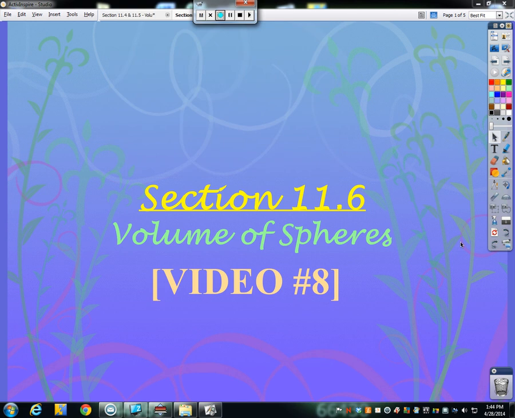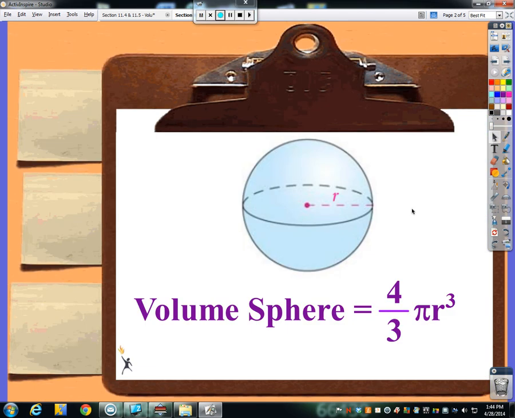Video 8, we will focus just on one particular shape, and that is a sphere, and we will be calculating the volume of a sphere. Now, first, I'm just going to give you the formula for the volume of a sphere. There are some calculus-themed ideas about how to derive this formula, but since you guys aren't quite to calculus, I'm just going to give it to you. It is 4/3 times pi r cubed.